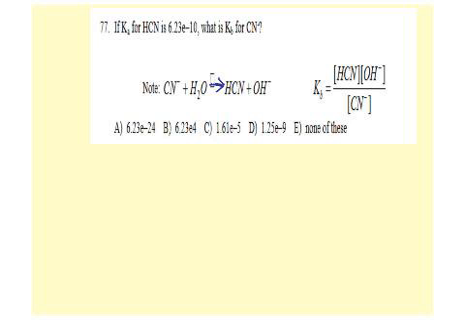Ka for HCN is 6.2 e negative 3. What is the Kb for CN negative? This is important. This is to find the pH of salts. It's number 77, of course.